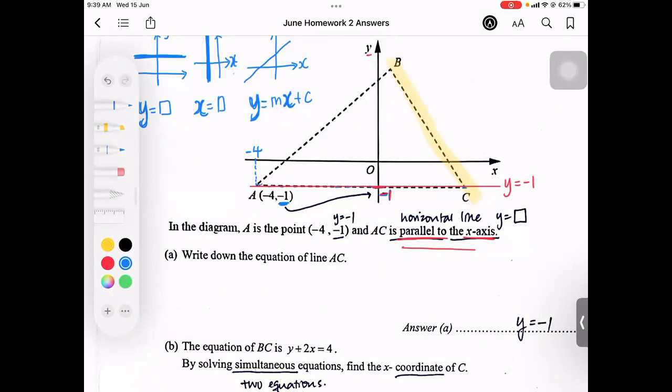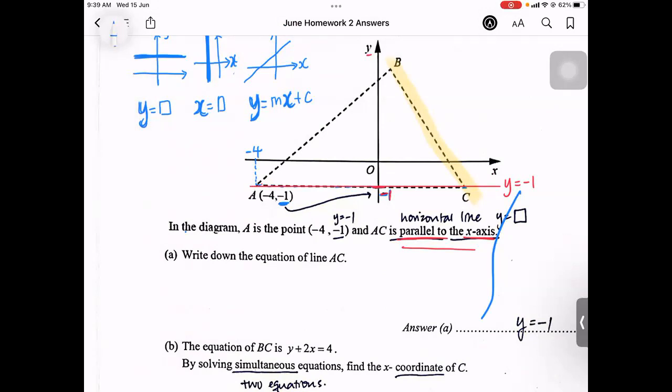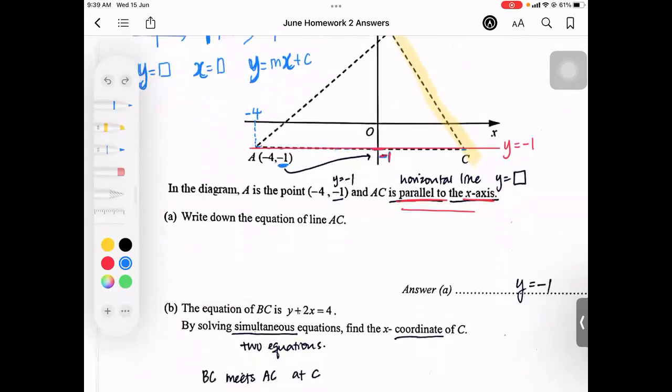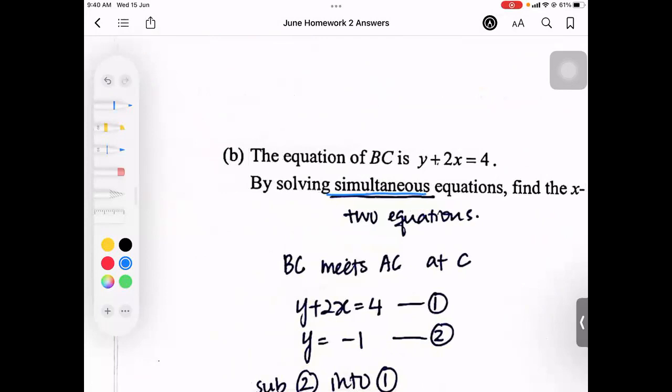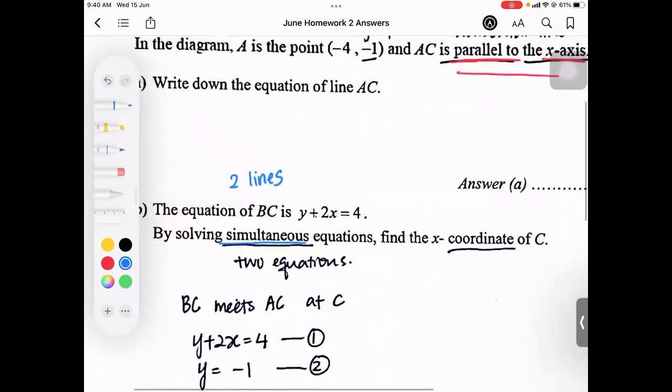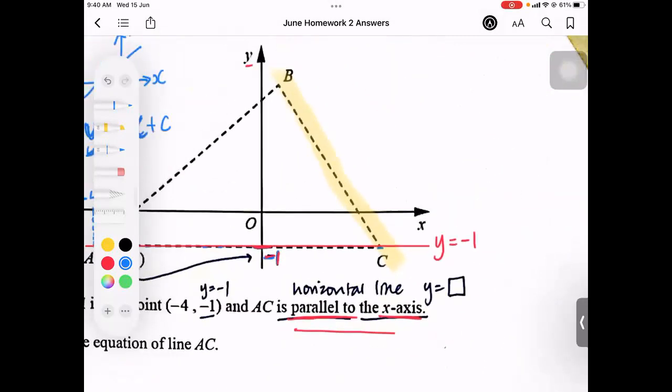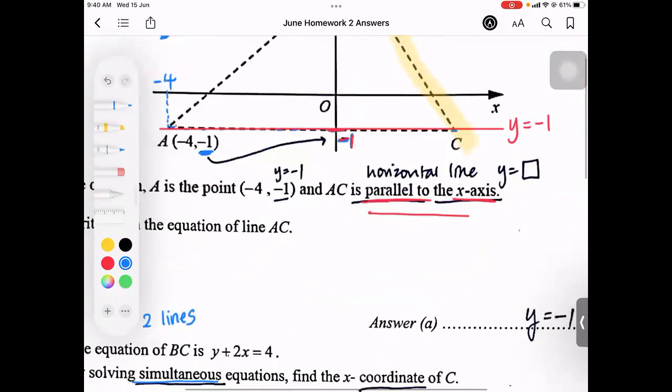And you have, by solving simultaneous equation, what does solving simultaneous equation mean? Let me try to undo this scribble. Okay, what does the word solving simultaneous equation mean? Solving simultaneous equation means there are two equations. Why are there two equations? If there are two equations, means there are going to be two straight lines. Okay, that means there will be two lines. What are the two lines? The first one I have identified, BC, the one in yellow color, right? Then where's the second line?